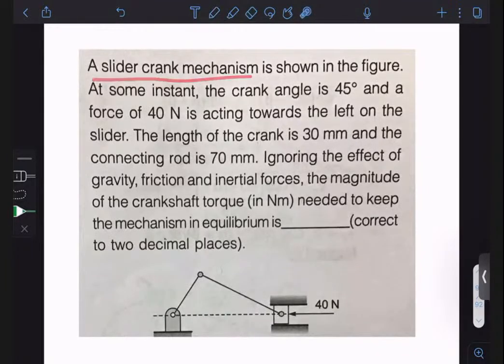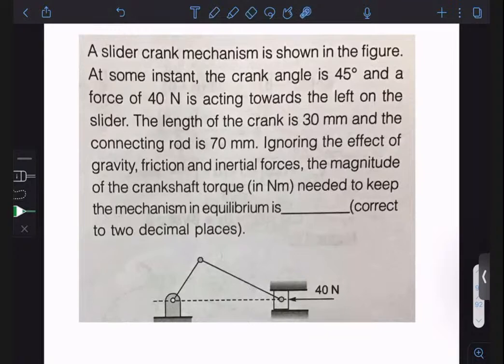A slider crank mechanism is shown in this figure. At some instant, the crank angle is 45 degrees. And a force of 40 Newton is acting toward the left of the slider. The length of the crank is 30, and the connecting rod is 70. This is your 30, this is 70. Ignoring the effect, find the magnitude of the crankshaft torque needed to keep the mechanism in equilibrium.